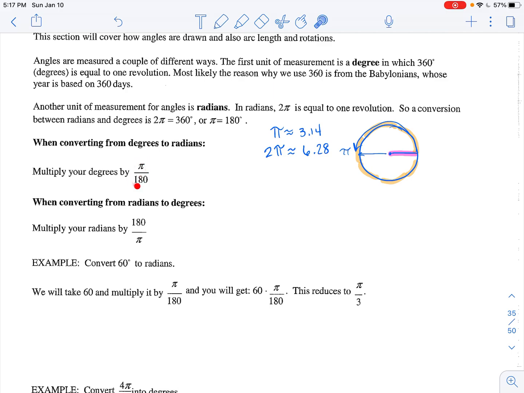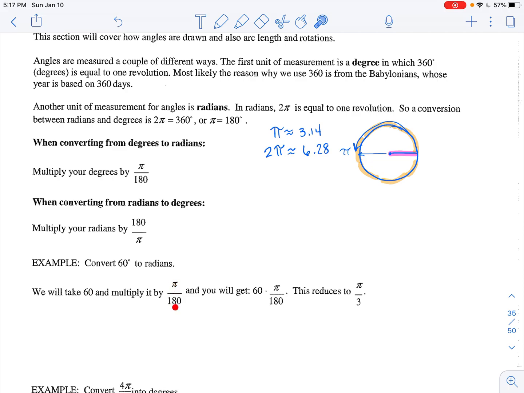When you convert from degrees to radians, you'll multiply by pi over 180. That means you're trying to get rid of the degree. Your degree symbol needs to be in the denominator. When you're converting from radians to degrees, that means you want radians to cancel. You want radians in the denominator.